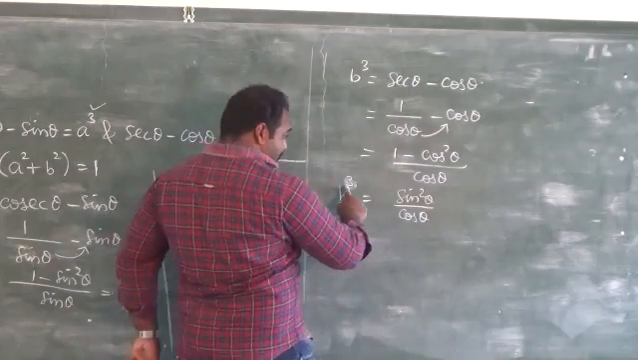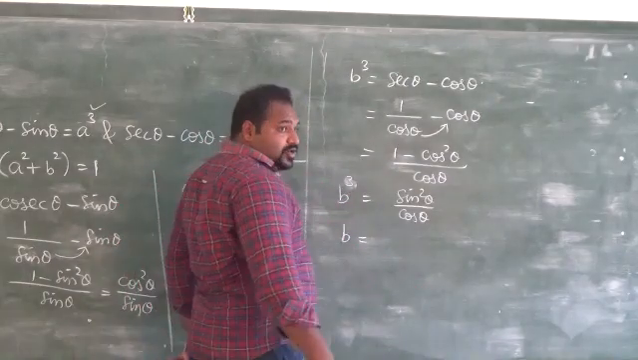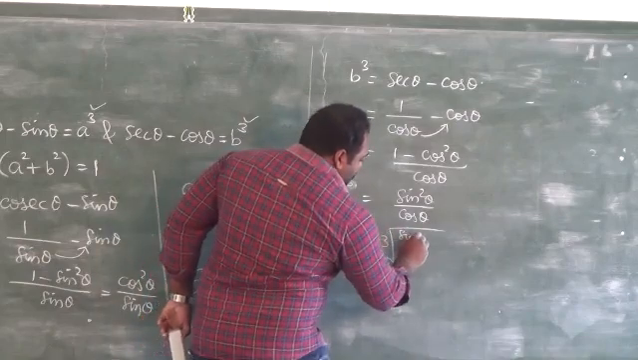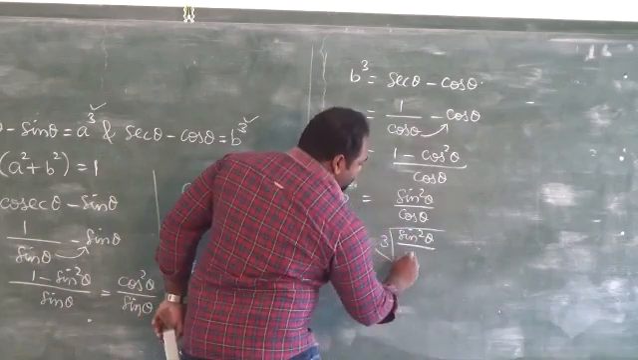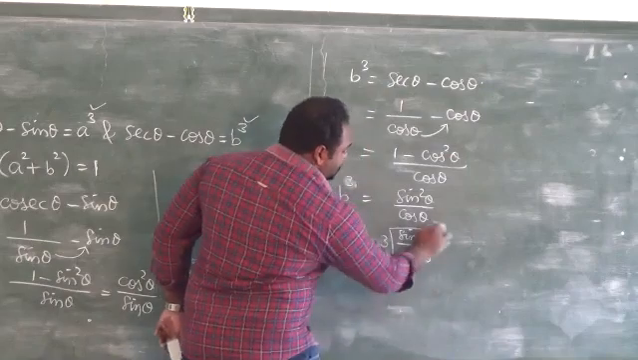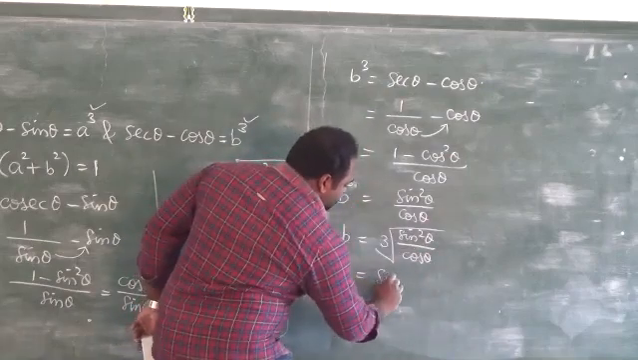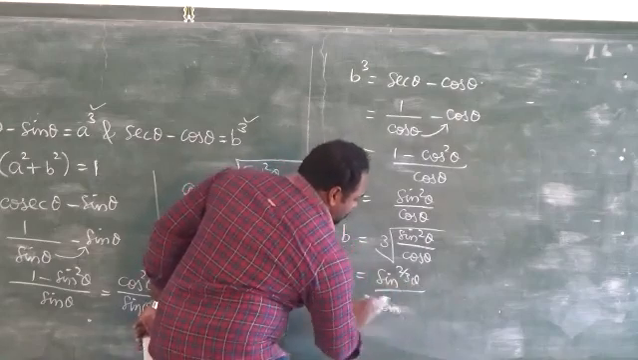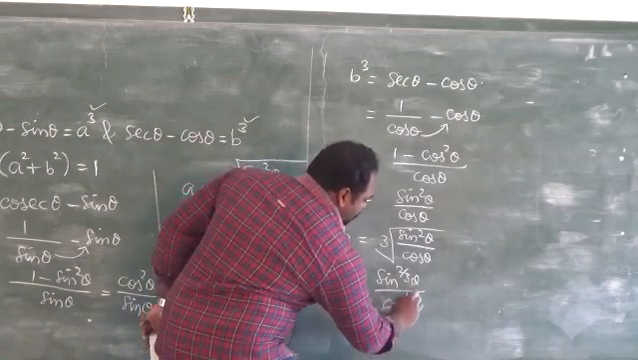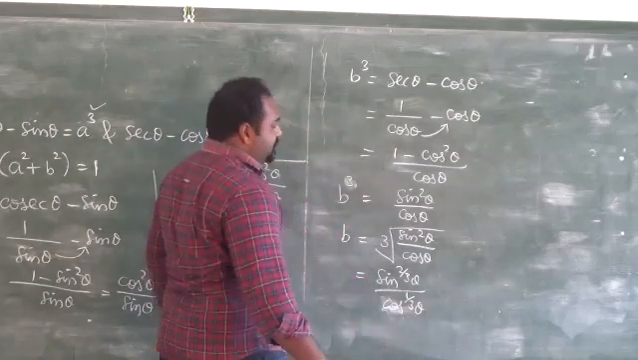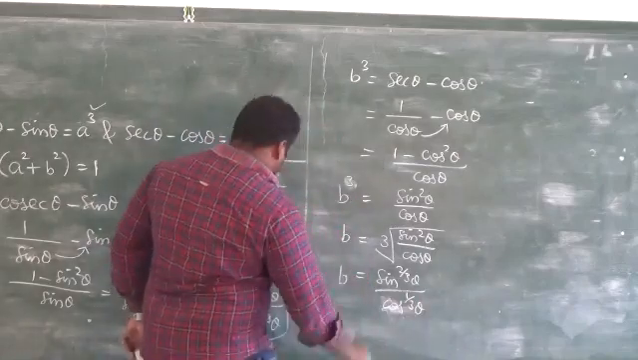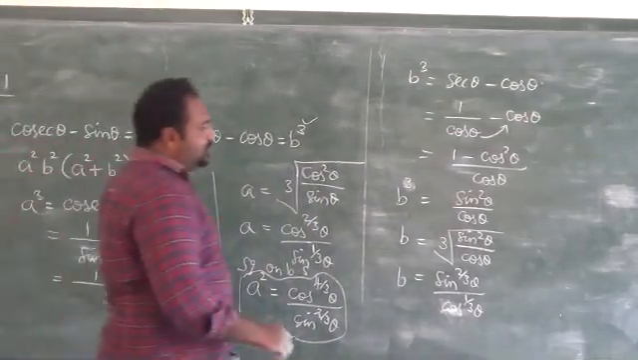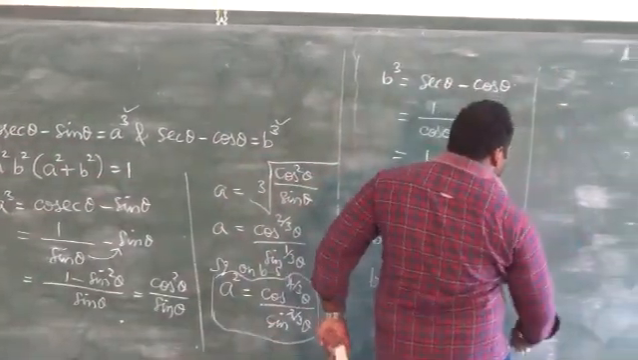So the power 3 will become the cube root of the other side. So this will be the cube root of sin square, so when you remove this radical sign, it will be sin 2 by 3 theta by cos 1 by 3 theta. So this is the B value, but I need the B square value. So I am going to find out the B square value.